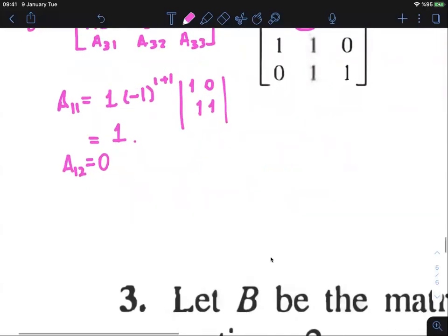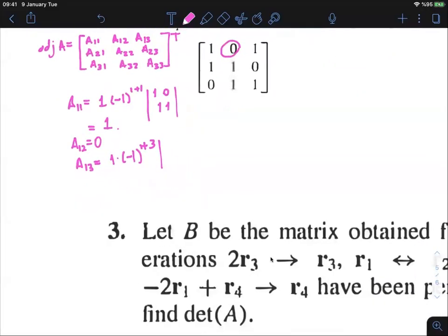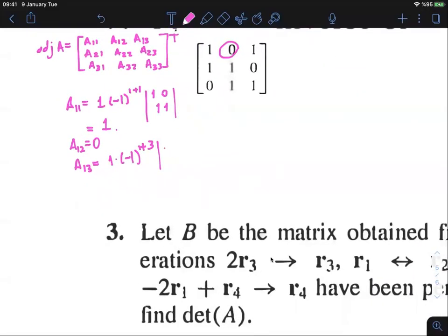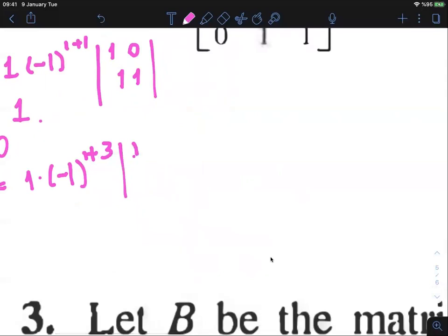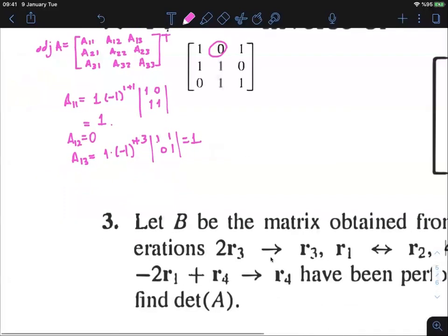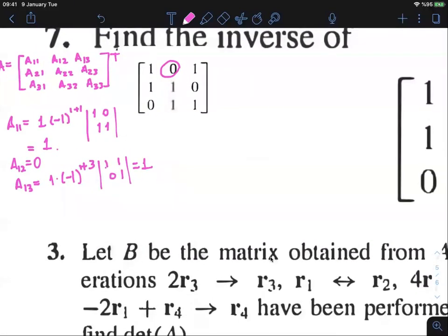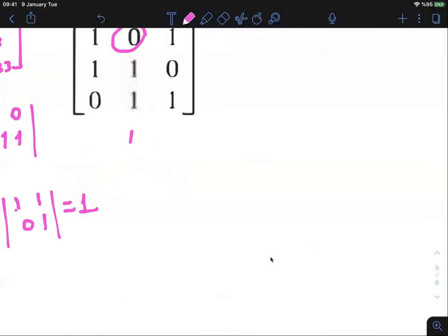What is A13? It will be again minus 1 to the power 1 plus 3. And if I erase those rows and columns, I get 1, 1, 0, 1, which is again 1. Okay. And I carry on these operations. So let's do it for the second row. So A21 is 1 times minus 1 to the power 1 plus 2.